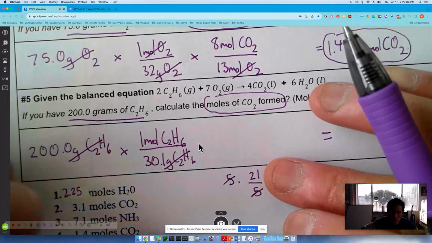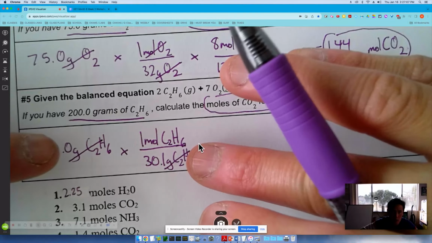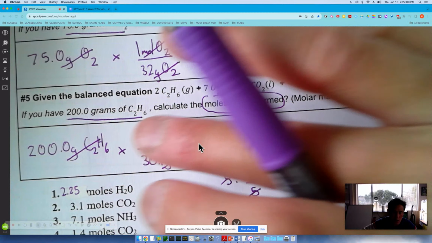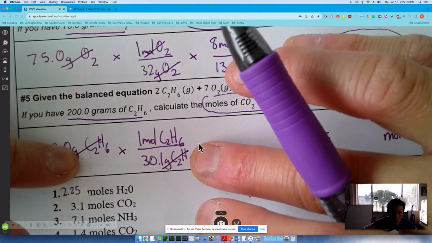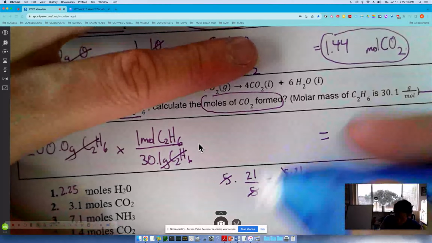But I like this version right here. And this applies to units. Grams of C2H6 times that with grams of C2H6 on the bottom, they perfectly cancel out. Okay? Let's erase this just really quick.